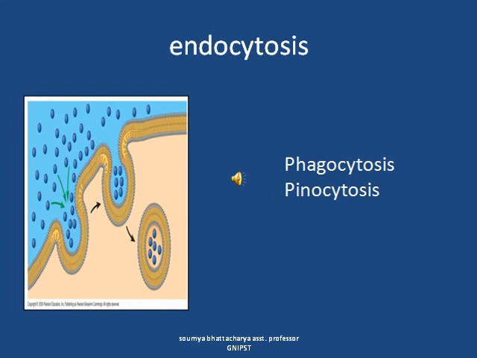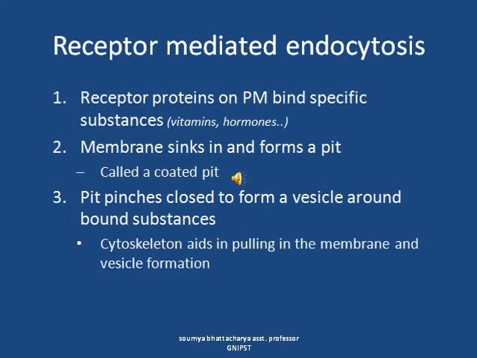Another process of endocytosis is receptor-mediated endocytosis. Receptor proteins on the plasma membrane bind specific substances like vitamins or hormones. Then the membrane sinks in and forms a pit called a coated pit. The pit pinches off to form a vesicle around the bound substances. The cytoskeleton aids in pulling the membrane up and in vesicle formation.